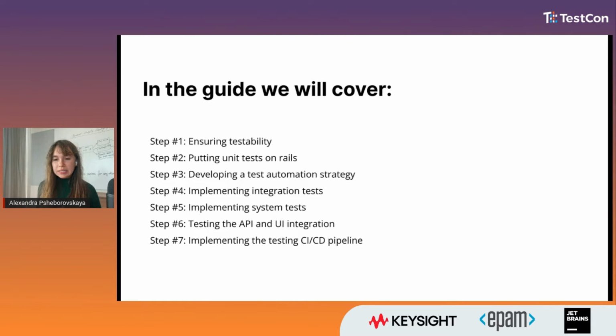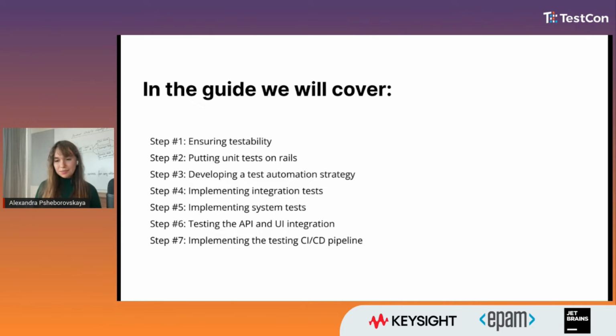So in this guide, I'm going to lay out the approach we took. I've broken it down into 7 steps. The steps are: ensuring testability, putting unit tests on rails, test automation strategy, implementing integration tests, implementing system tests, of course, testing the API and the UI integration, and finally implementing the testing pipeline. I mean the CI/CD pipeline.